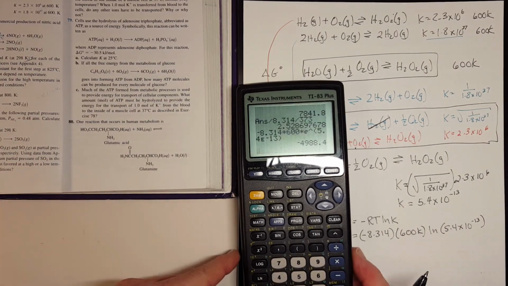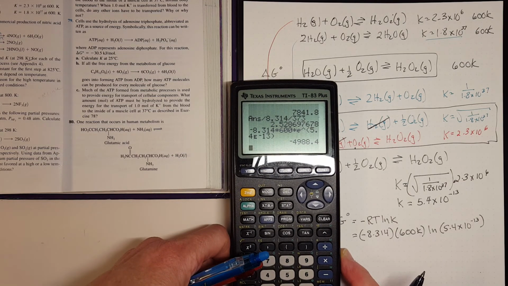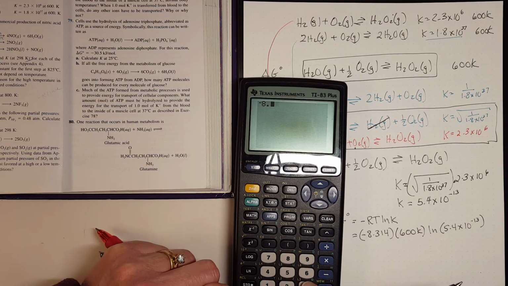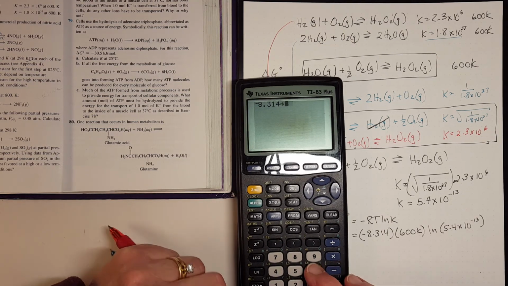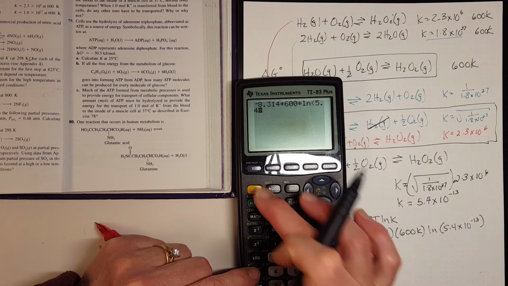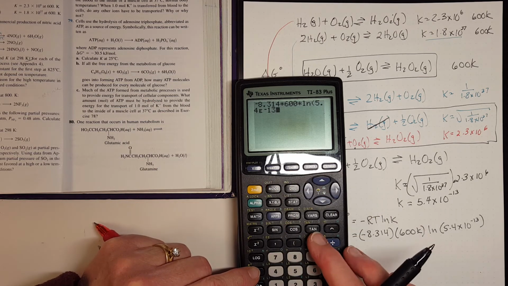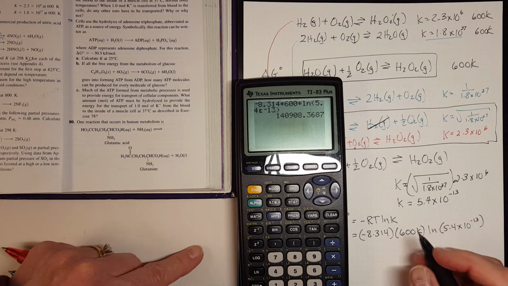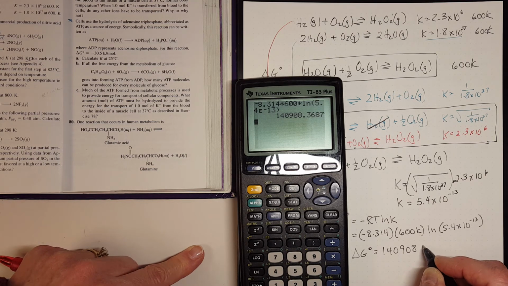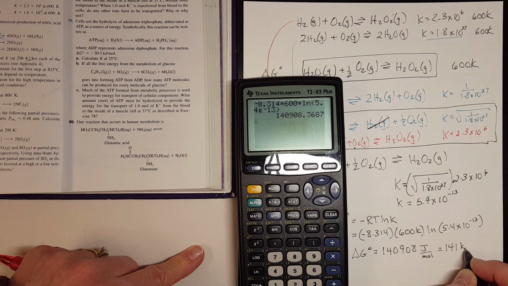And we get, let's see. Oh, I did it again. I did the E value. Try that again. I always do the second button on it. Negative 8.314 times 600 times natural log. I tend to do the second by accident. 5.4 times 10 to the negative 13. And we get delta G, standard conditions, is equal to 140,908 joules per mole, which is equal to 141 kilojoules per mole.